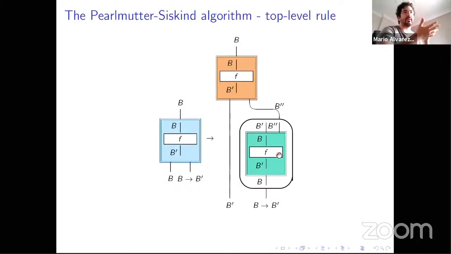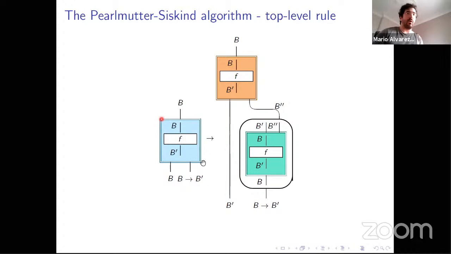So with that in mind, I'm going to formulate the Pearlmutter-Siskind algorithm in these hierarchical string diagrams. We've formalized it as a set of three graph transformations, which we denote by differently colored boxes. The colors have been chosen for being colorblind friendly, but if you have problems distinguishing them, please let me know.